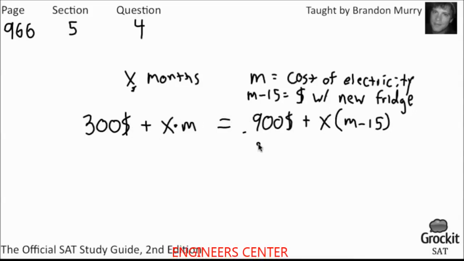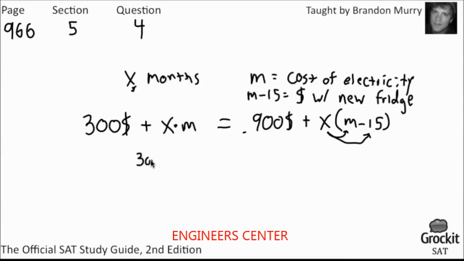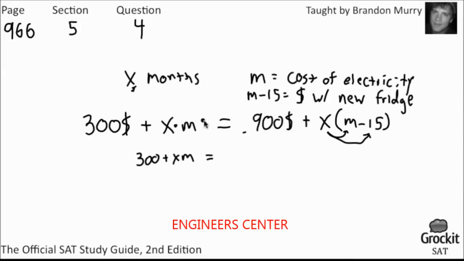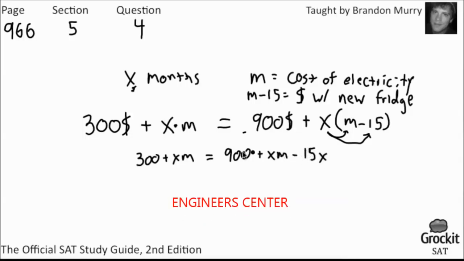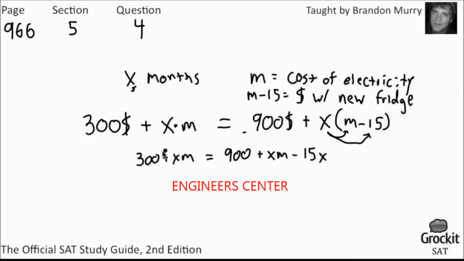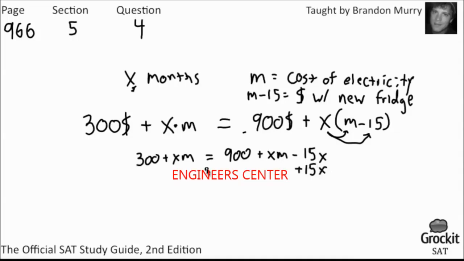So let's do that. First, let's distribute the x to both items in the parentheses. This equation becomes 300 plus xm, number of months times electricity, right? Equals 900 plus xm minus 15x. Alright? So let's do some fun algebra here. Let's manipulate this equation so that we've isolated our x term. Do that by adding 15x to both sides.